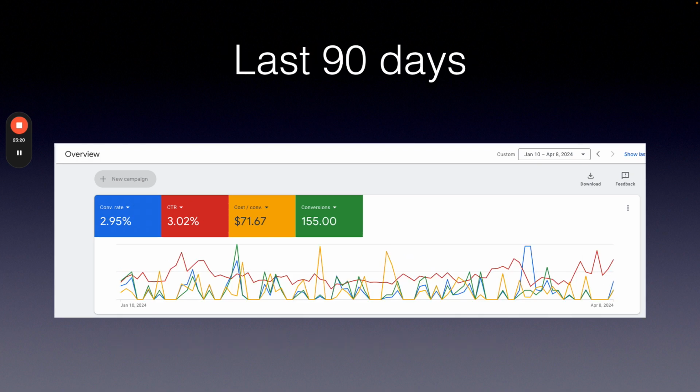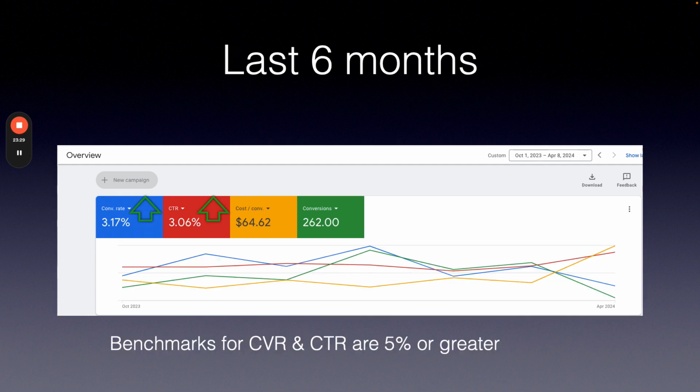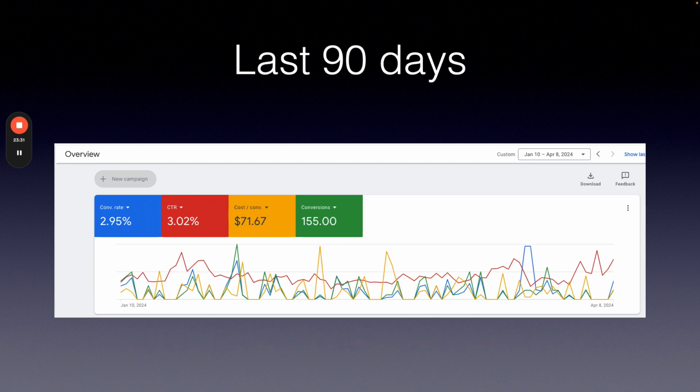Then we want to look at the last 90 days. What's happening? Look at that conversion rate. It went down. Look at that click-through rate. It also went down. That's terrible. Look at that cost per conversion. It went up. That's not good, right? And this is half the 6 months. So we actually have more conversions than half, which is not bad.